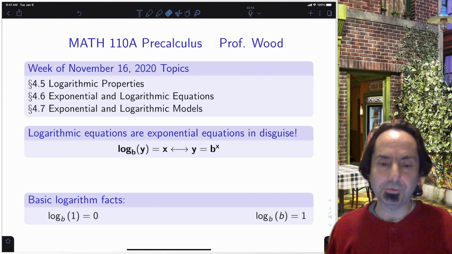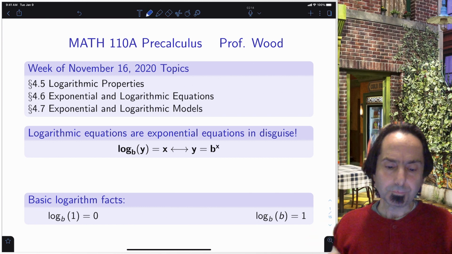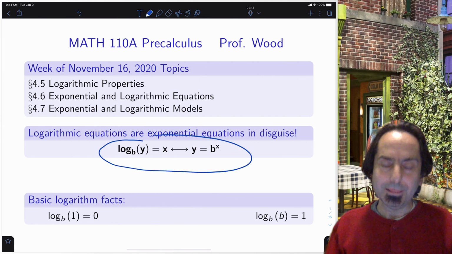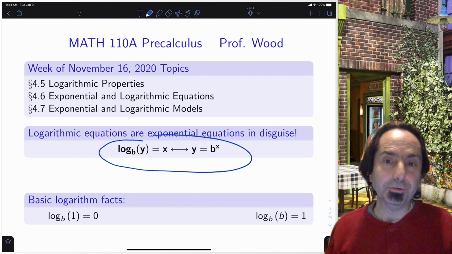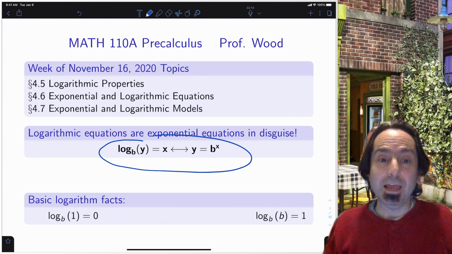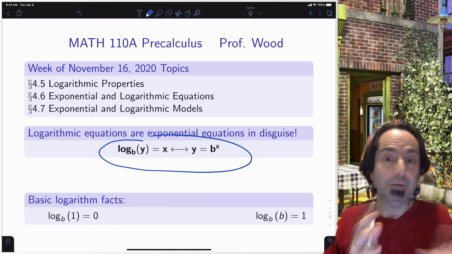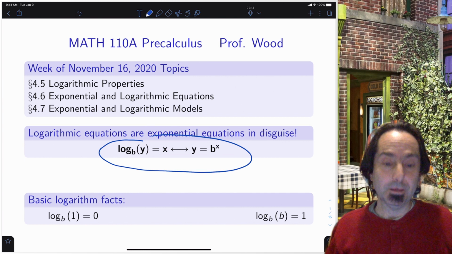So we're going to start with this, and I wanted to mention that the most important equation is right here, that every logarithmic equation is equivalent to an exponential equation. Really, it's the same thing but in disguise. And this is really powerful if you can just take the three numbers and rearrange them to change the form.